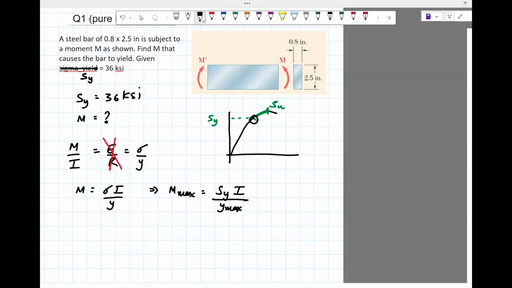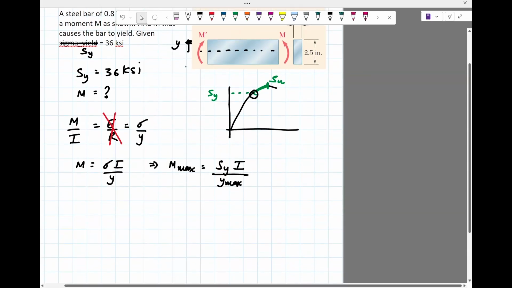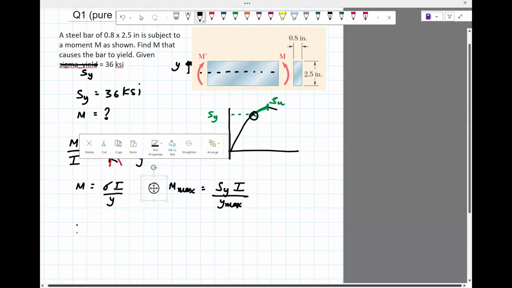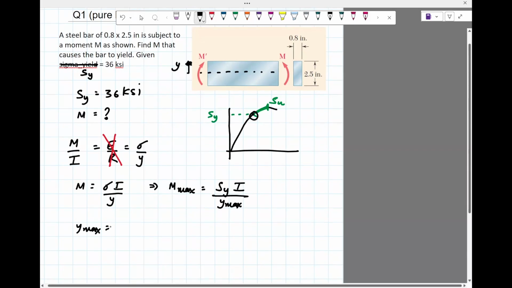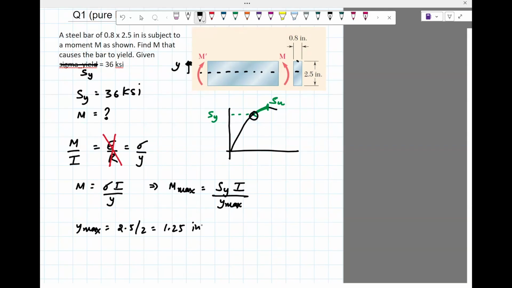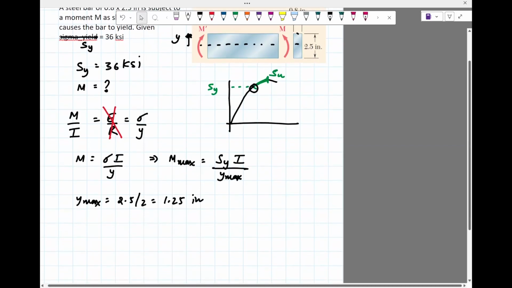Okay, and Y max, we know where it occurs. So this is the axis. We know we have to measure Y from here, so Y is max. The value of max Y is going to be, measure from here, go to the maximum. So it's going to be half of 2.5, 1.25 inch. Okay, Sy is given to us.